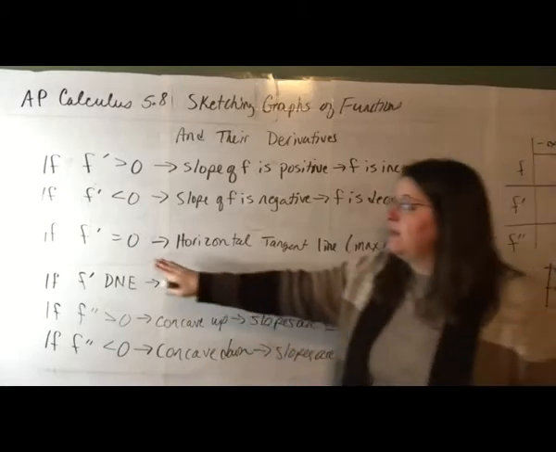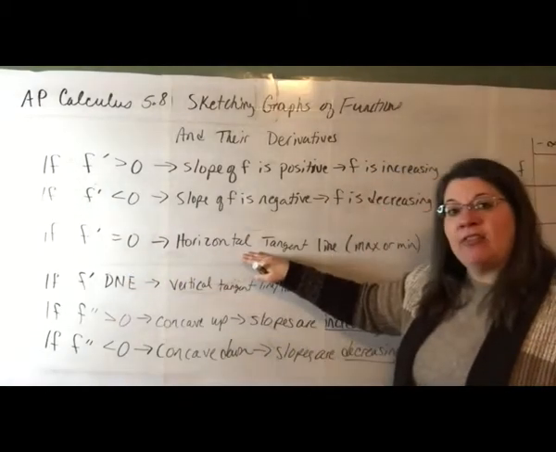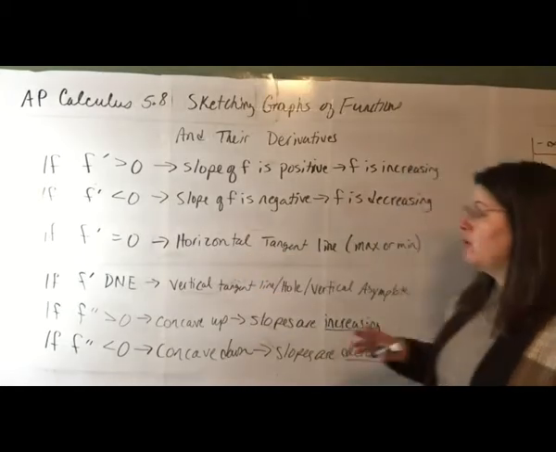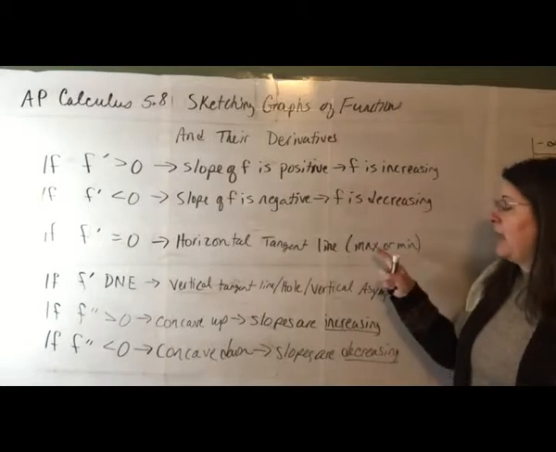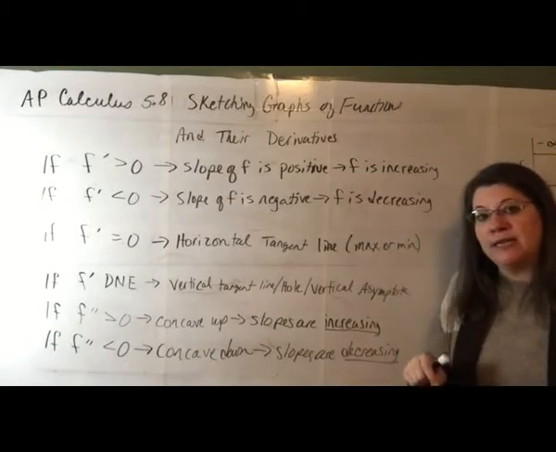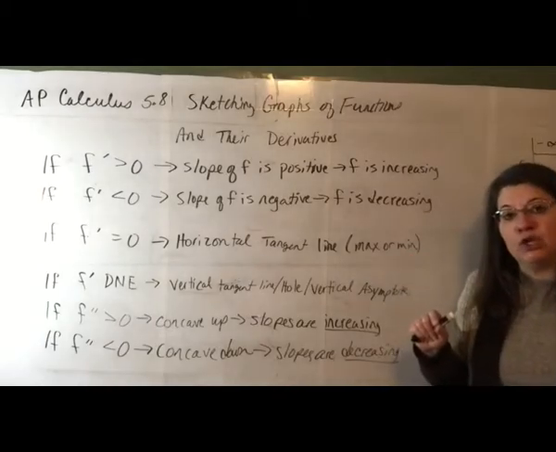If f prime is equal to 0, then you have a horizontal tangent line at that spot on your graph, and most likely that is a maximum or a minimum. It will be a maximum if it goes from increasing to decreasing. It will be a minimum if f prime goes from decreasing to increasing.